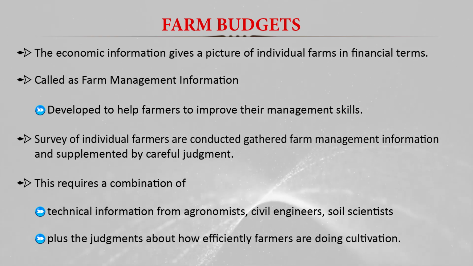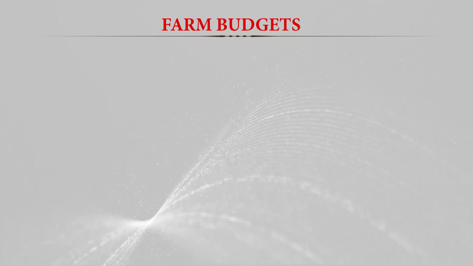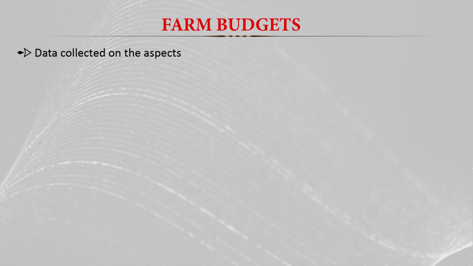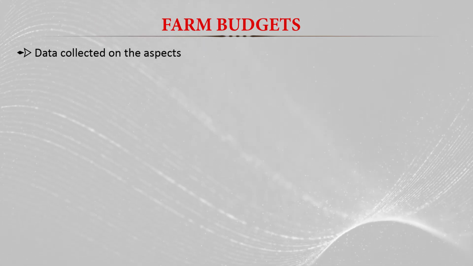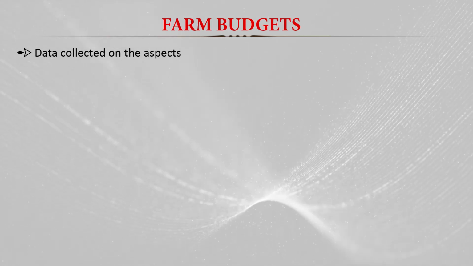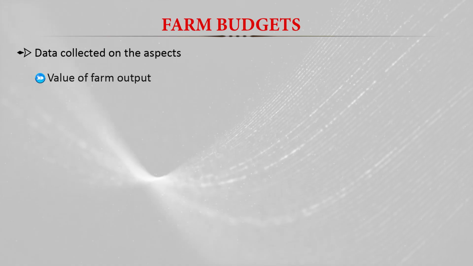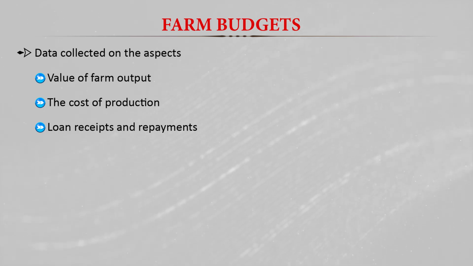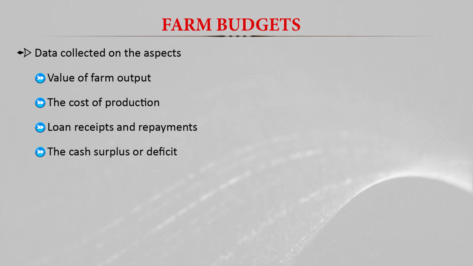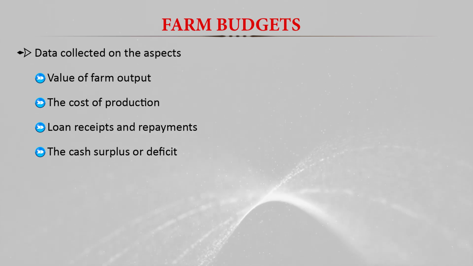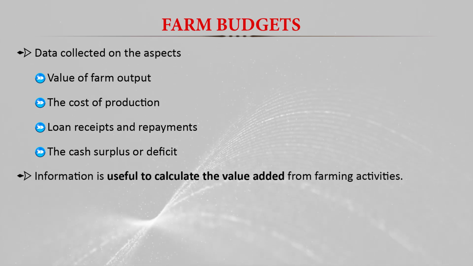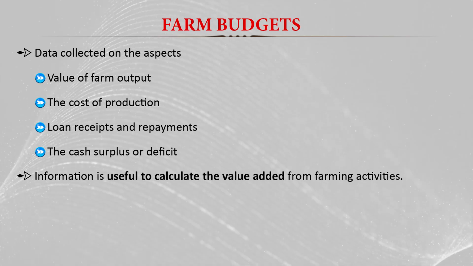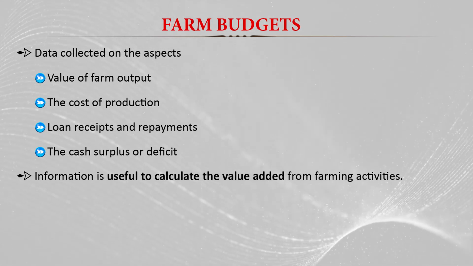That also we collect the information during the survey. So basically we collect the data on different aspects when we conduct the farm survey for aggregating the project outputs. We collect the data on the value of the farm output, the cost of production, the loan receipt and the repayments, and the cash surplus or deficit with the farmers. This information is useful to collect the value added from the farming activity.